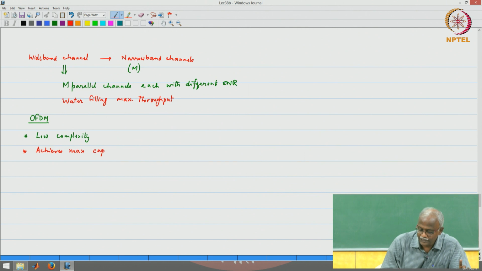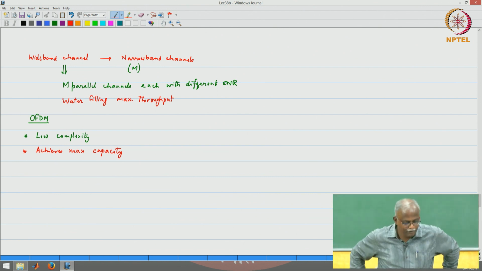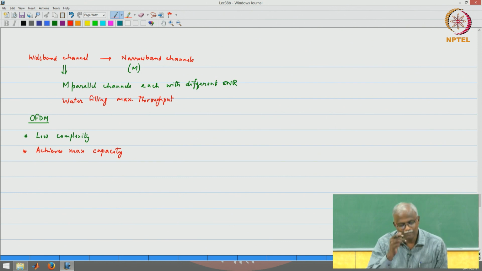Okay, so this is why OFDM is so attractive. This is why 4G, 5G, your Wi-Fi, everyone wants to use OFDM. But there is a saying in business terms that there is no free lunch, right? That means that somewhere you have got to pay. You can't get something which has got low complexity and good performance. Where is the penalty?